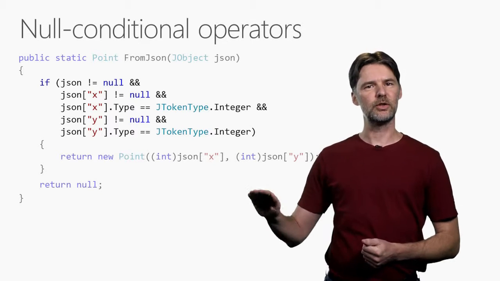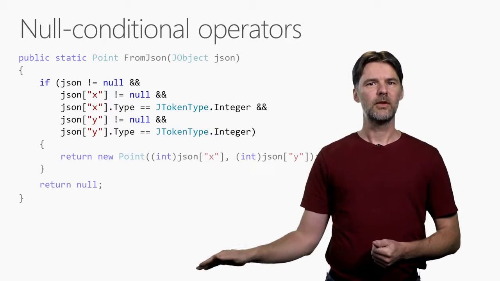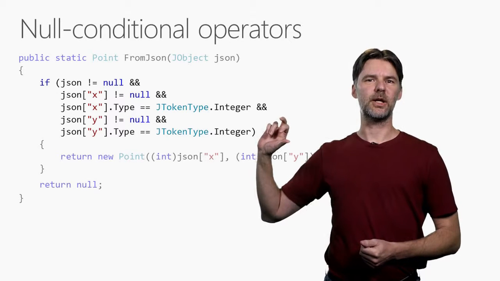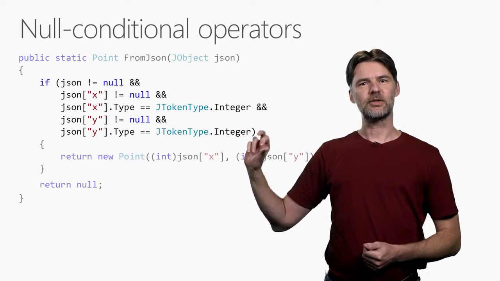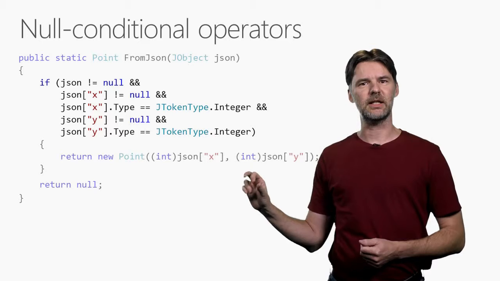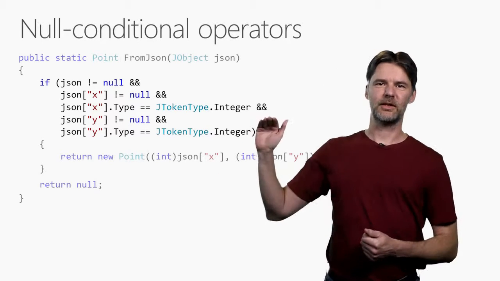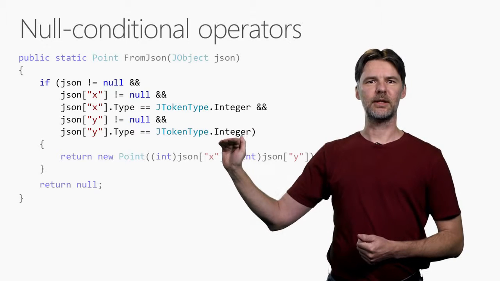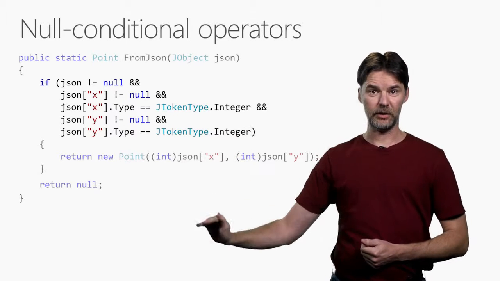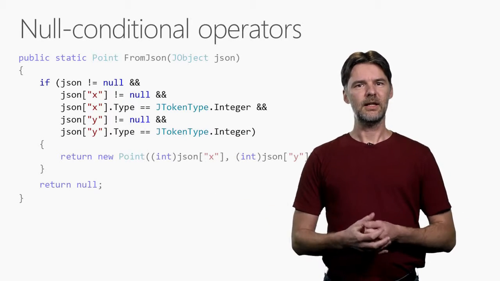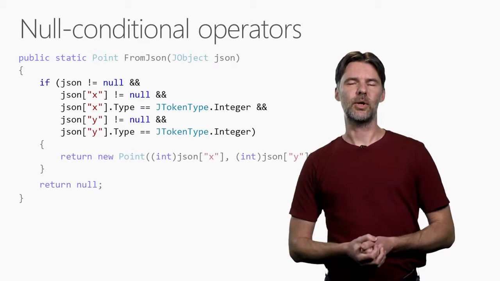The logic to actually do that is just one line of code. The bulk of the method, though, is taken up by checking before you do that you actually can do it. And most of that checking is about checking for null. First, we check that JSON itself is not null before we index into it. Then we check twice here that the result of indexing isn't null before we access its type property.